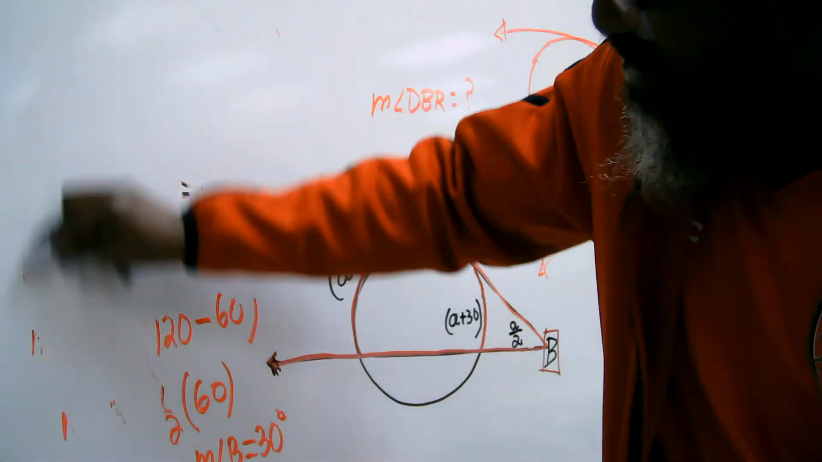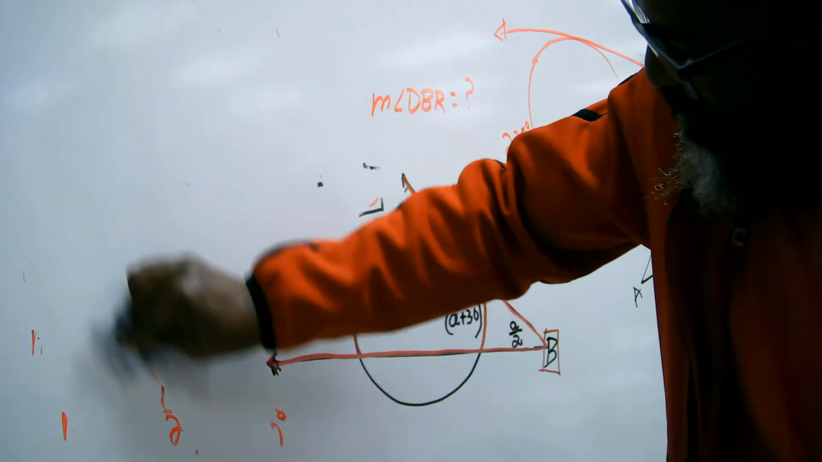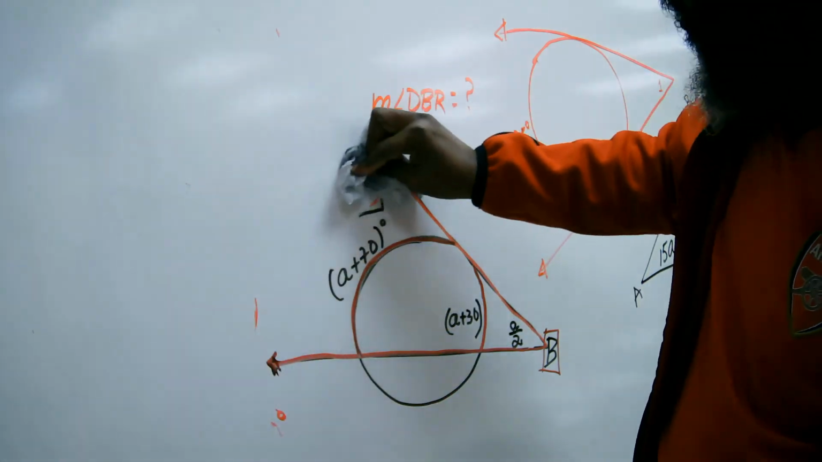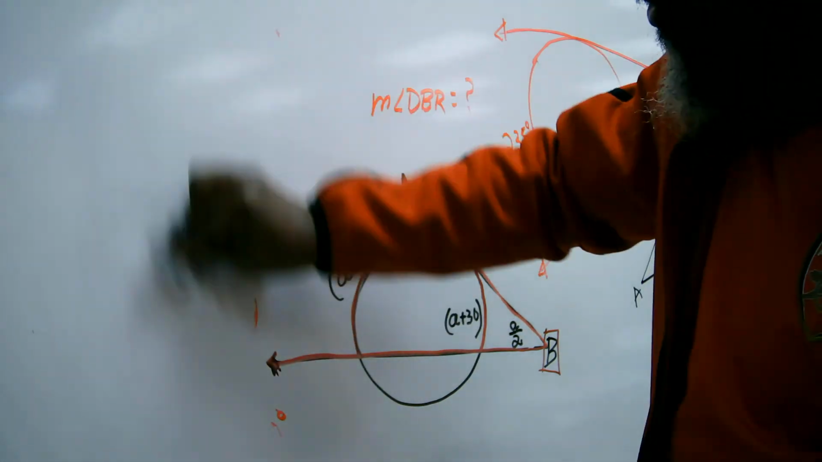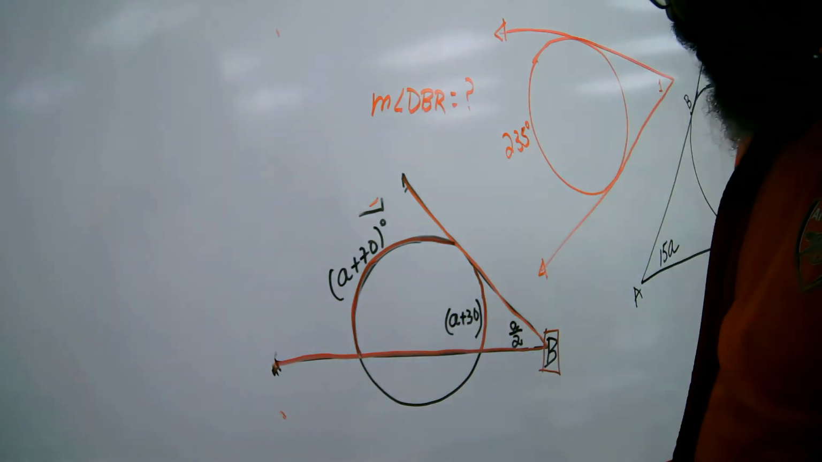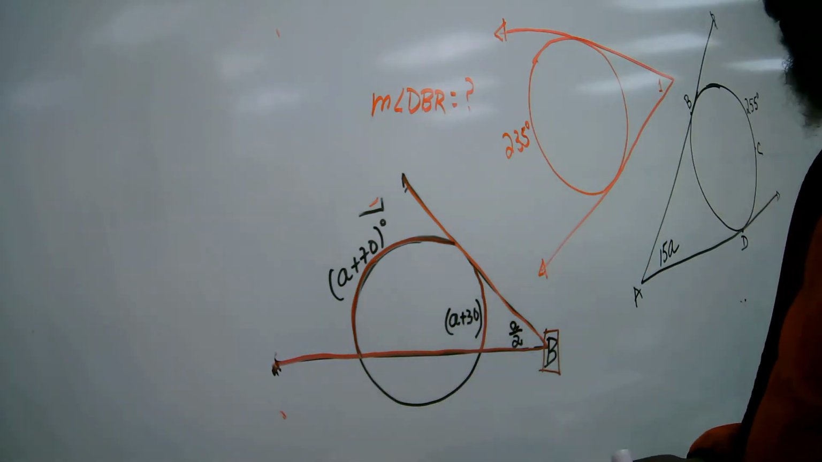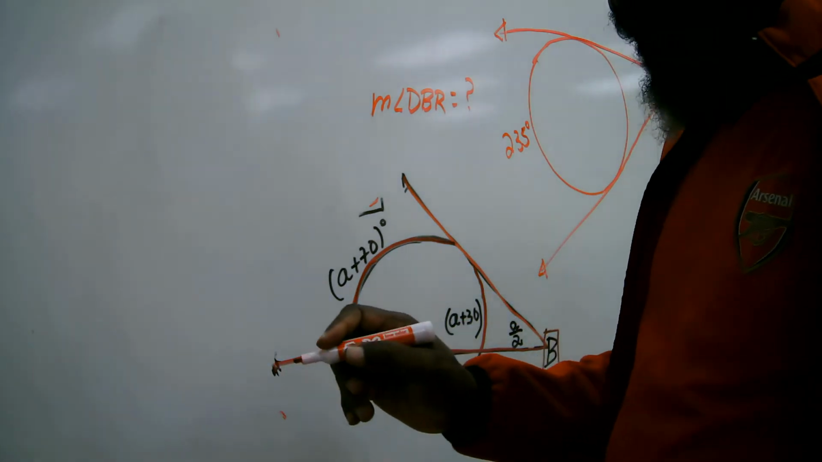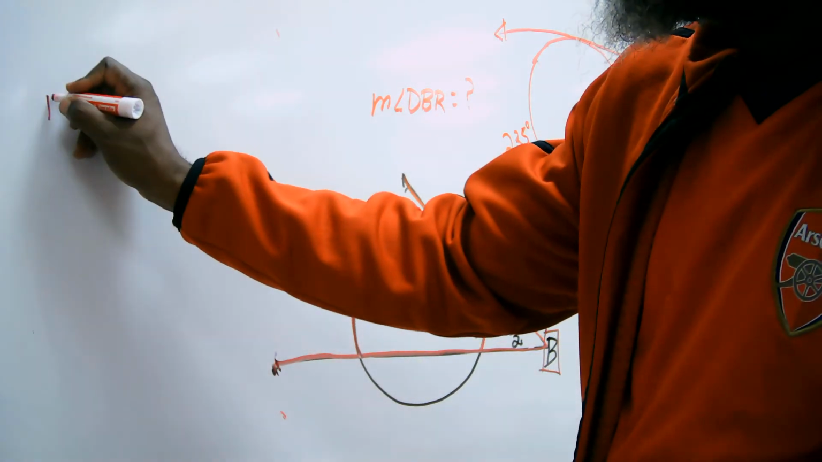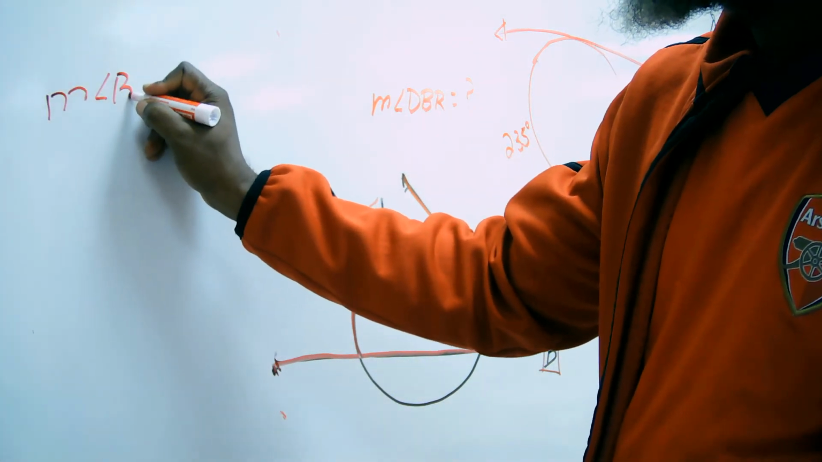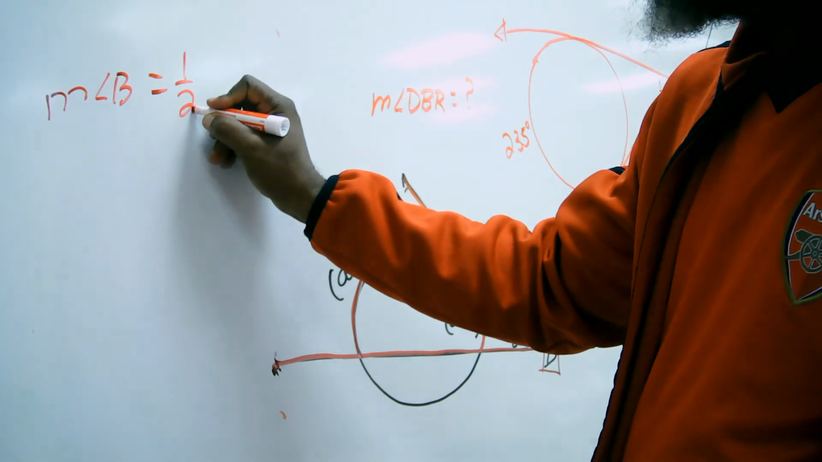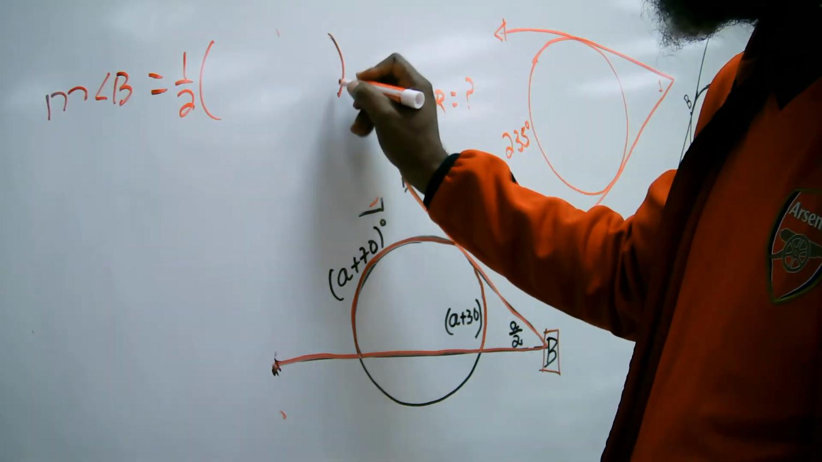The process is the same, it's just filling in the blanks. Just try to understand the concept. Once you get the concept, then you will be home free. So I'm looking for measure of angle B. Measure of angle B is equal to 1/2 the difference of the two intercepted arcs.